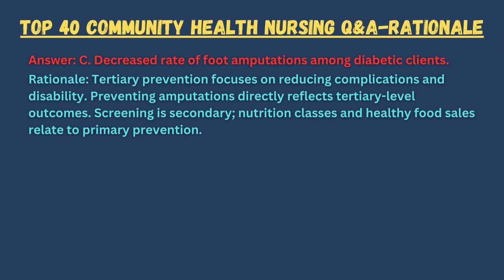Answer: C. Decreased rate of foot amputations among diabetic clients. Rationale. Tertiary prevention focuses on reducing complications and disability. Preventing amputations directly reflects tertiary-level outcomes. Screening is secondary. Nutrition classes and healthy food sales relate to primary prevention.